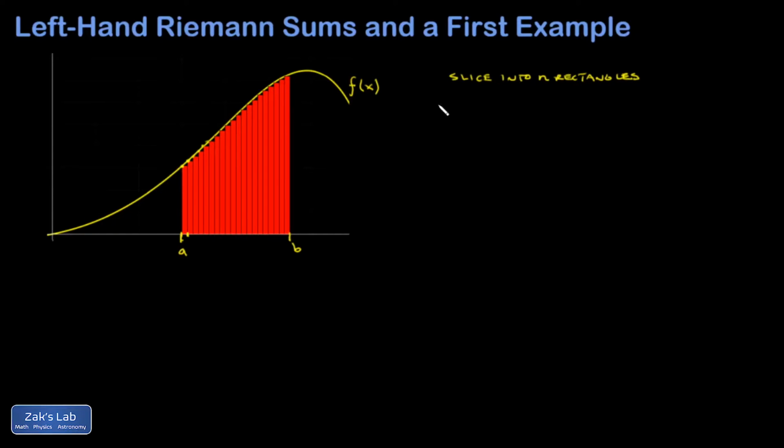Then I'm interested in the width of each rectangle. I'd like to be able to express that mathematically, and I'm going to call that delta x. And that would be the width of the entire interval divided by how many subintervals I chopped it into.